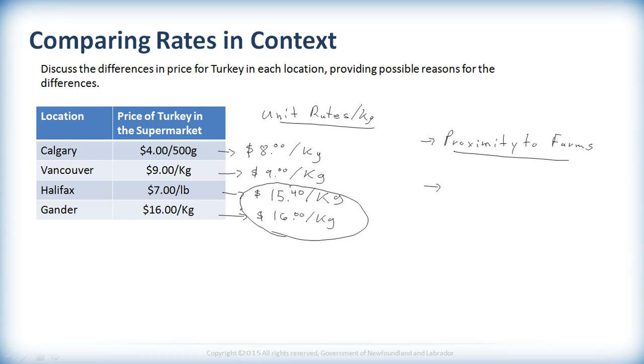And speaking of shipping cost, why would it be more expensive in Gander than it is in Halifax? Well, remember, in Newfoundland, you've got the ferry and all that stuff to pay for to ship it all the way over here. So that's going to make it even more expensive.